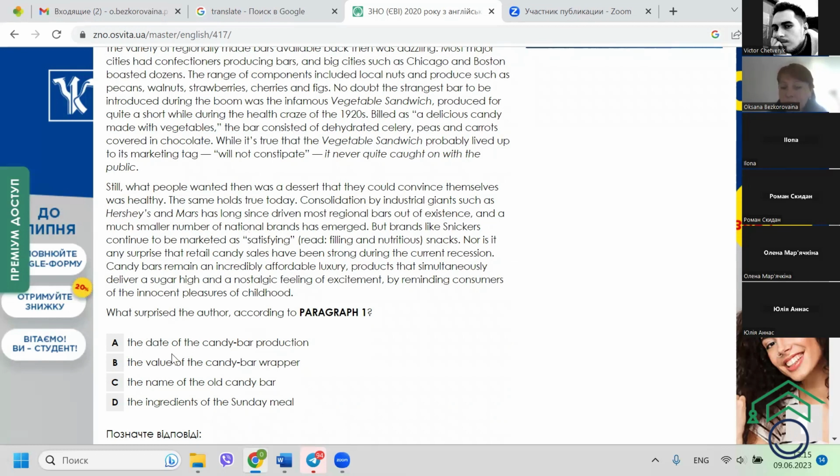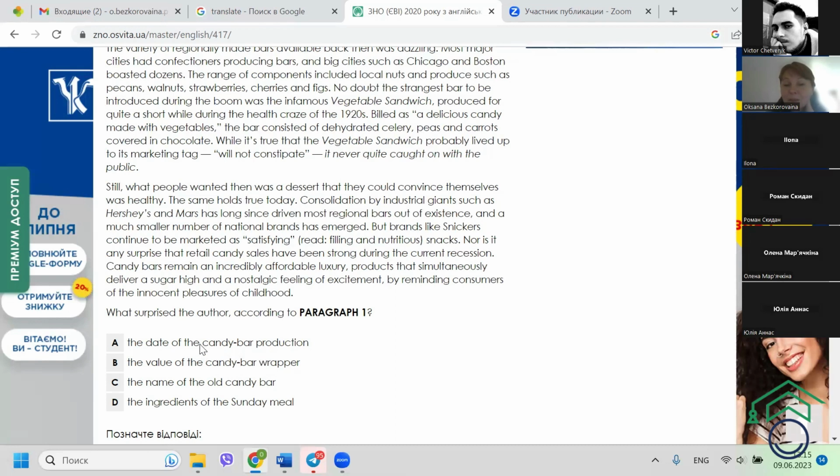Так, отже. The date of the candy bar production. Це перевести як дата бару цього. Date of production. Що таке production? Початок його заснування чи? Виробництва. Дата виробництва candy bar.